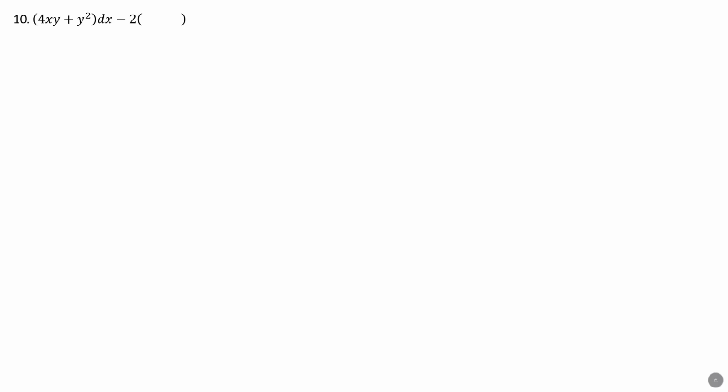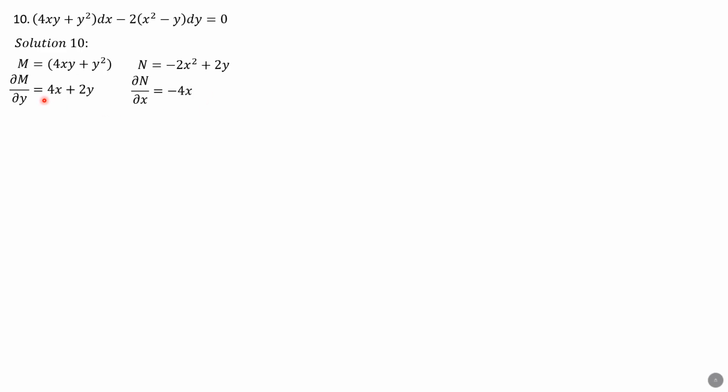So problem 10, for the solution, in this case, M is 4xy plus y squared. So the partial derivative of M with respect to y is 4x, because 4x is constant, plus 2y. Partial of M with respect to y is 4x plus 2y, while N is negative 2x squared plus 2y, and the partial derivative of N with respect to x is only negative 4x. And since partial of M with respect to y is not equal to partial of N with respect to x, the differential equation is not exact.